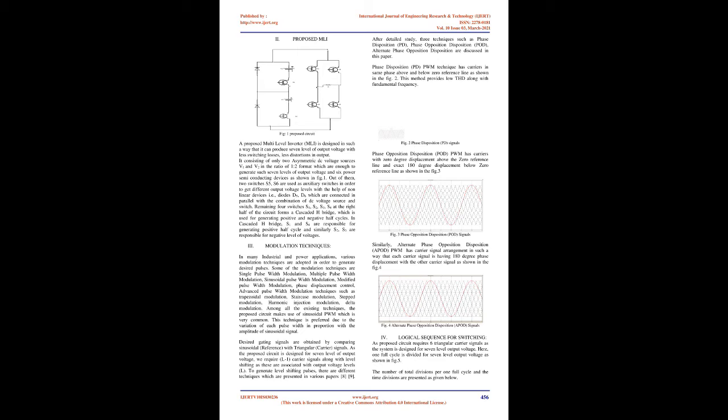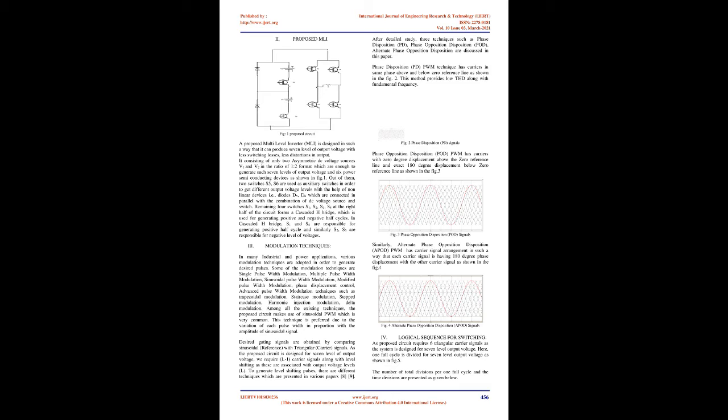Out of them, 2 switches S5, S6 are used as auxiliary switches in order to get different output voltage levels with the help of non-linear devices, i.e., diodes D5, D6, which are connected in parallel with the combination of DC voltage source and switch. The remaining 4 switches S1, S2, S3, S4 at the right half of the circuit form a cascaded H-bridge, which is used for generating positive and negative half cycles. In the cascaded H-bridge, S1 and S4 are responsible for generating the positive half cycle, and similarly S2, S3 are responsible for negative levels of voltages.